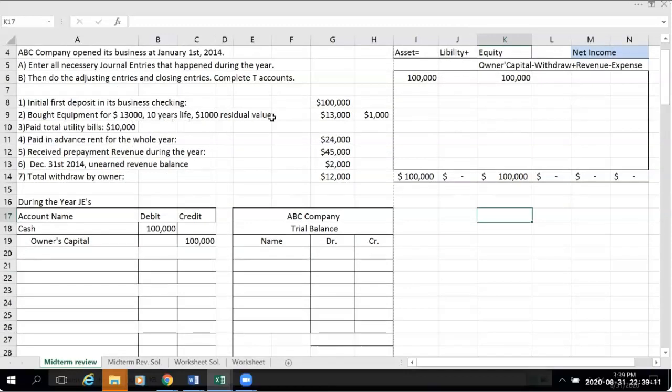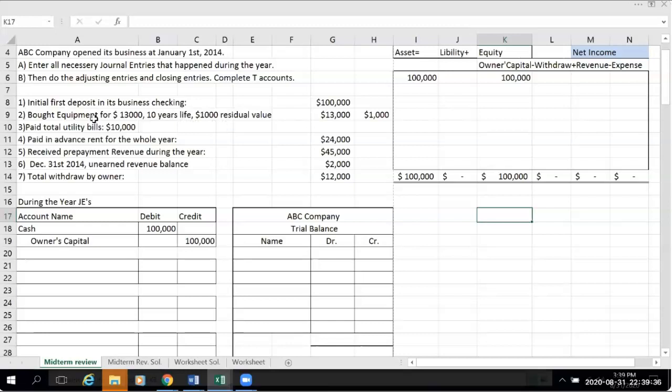Okay, so the second one, it says you purchased equipment for $13,000. Residual value is $1,000 with 10 years life. Residual value means salvage value. And that means you can sell this equipment maybe about 10 years from now for about $1,000. Those are all estimates, okay? 10 years is an estimate, $1,000 is an estimate. But you need to know those in order to do your depreciation later on.